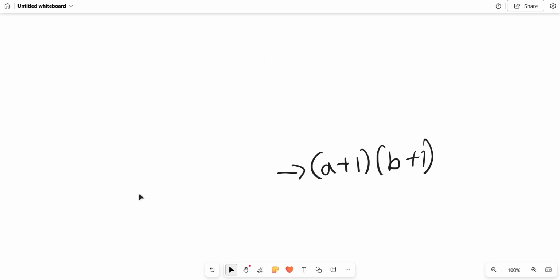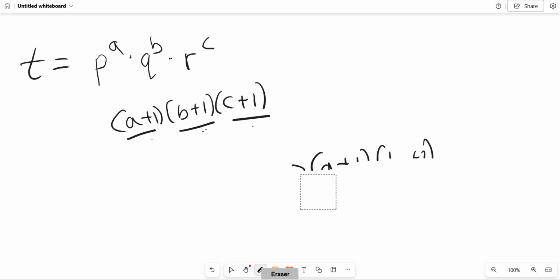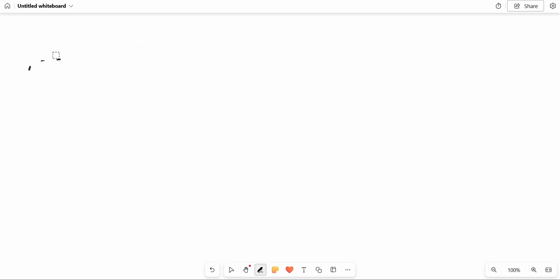So let's say we have another number t, which is just p to the a times q to the b times r to the c. It would just be a plus 1 times b plus 1 times c plus 1. This is how we determine factors, right? We split it up into its prime factorization and add 1 to each exponent. Then by multiplying these, we get how many factors the number has. It's pretty cool, right?